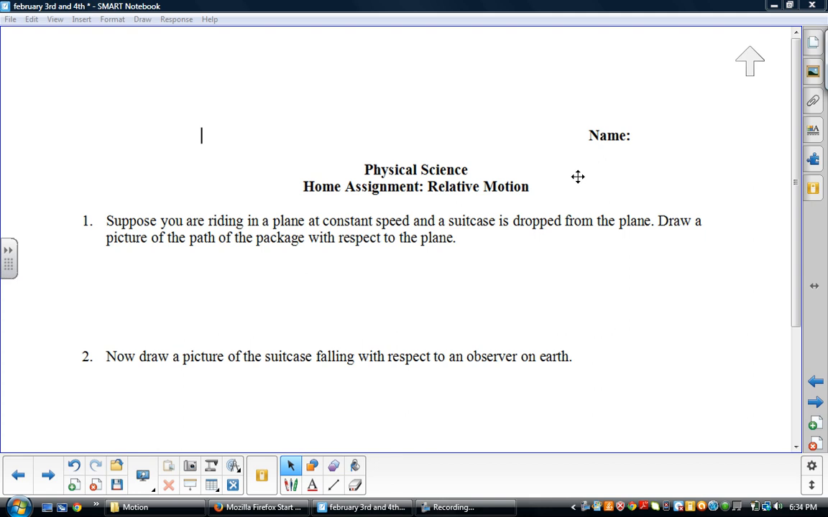First question. Suppose you are riding in a plane at a constant speed and a suitcase is dropped from the plane. Draw a picture of the path of the package with respect to the plane. And number 2, that same suitcase is falling with respect to an observer on Earth. Now we're going to fill this one in for you, so you want to copy this onto your own paper.